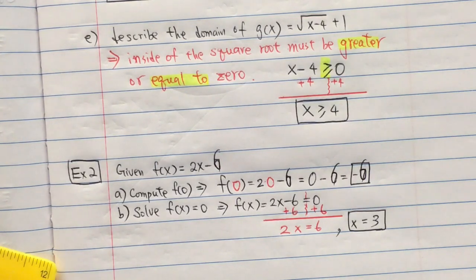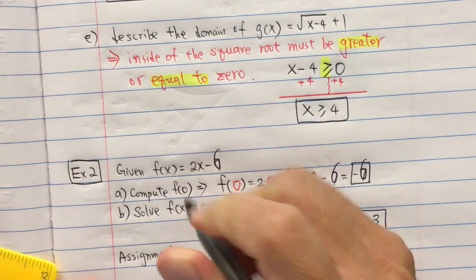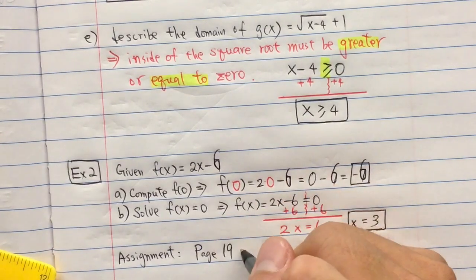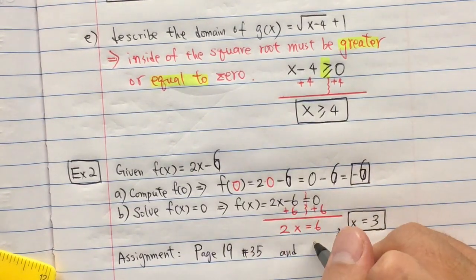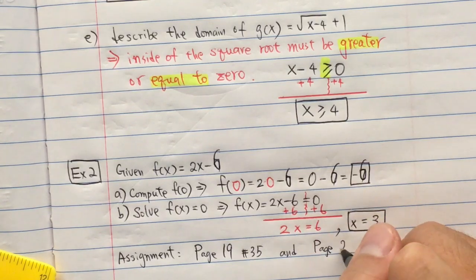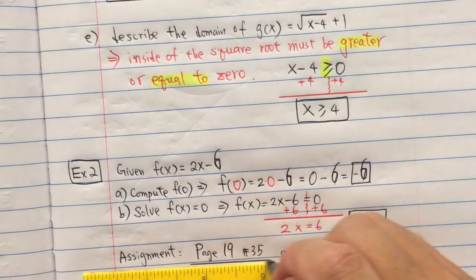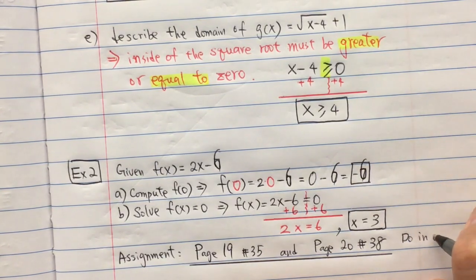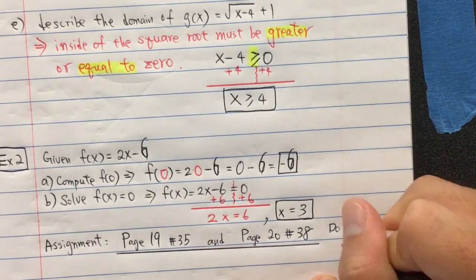Okay, so think about it. This one should be easy. Now your assignment: page 19, question 35, and page 20, question 38. Due tomorrow, okay? Do it on other paper. Due tomorrow.